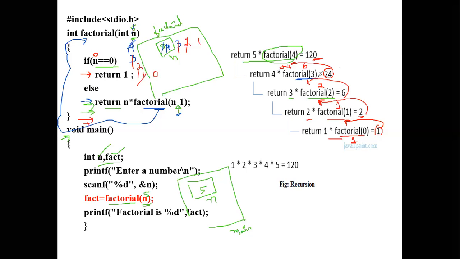So this is how first we are going down and then we are passing the result back to the function call. This is how the recursion function works. Now finally the result that we are getting here is 120. So this is what will be returned to this function call, which will be stored in the variable fact, and finally it will display factorial is 120. So this is how the recursion function works.